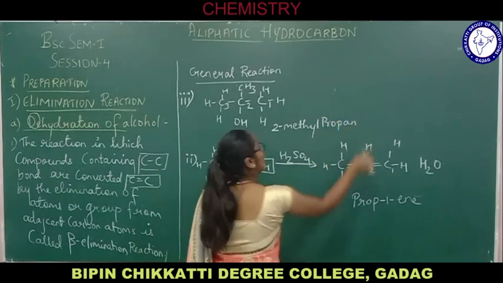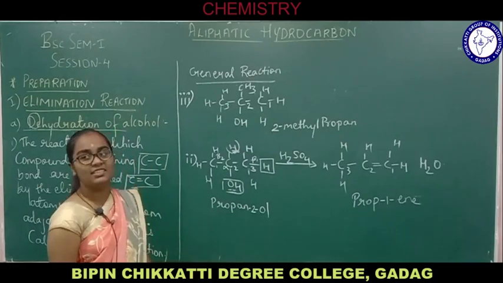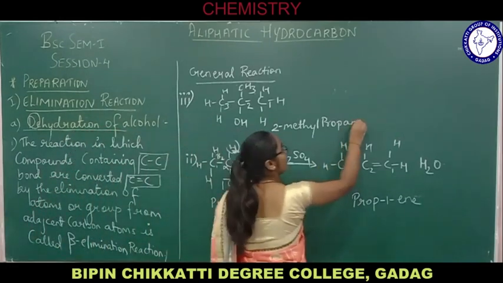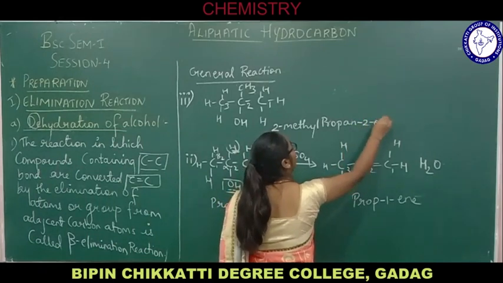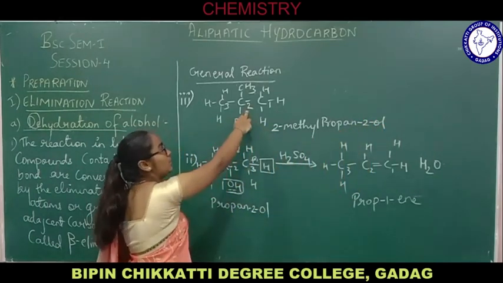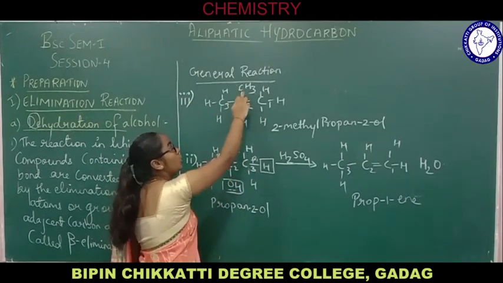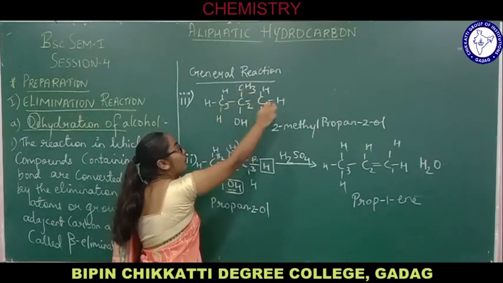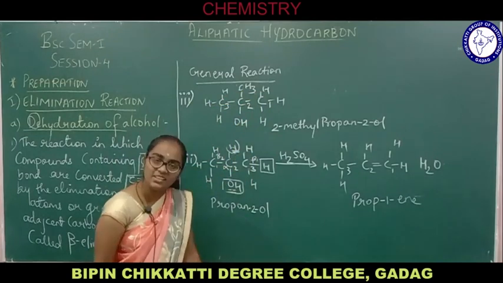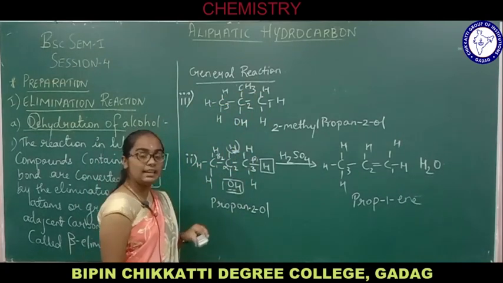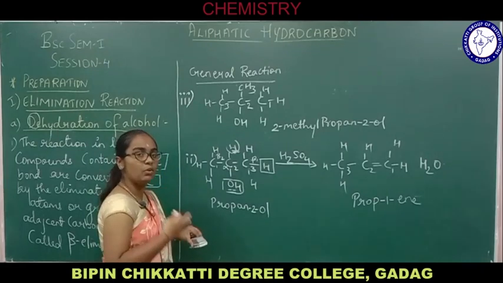Instead of writing "e", what am I going to write? 2-ol, because propanol is there, right? 2-ol. At the second carbon atom, the methyl group is there and the ol group is there. So the name will be 2-methylpropan-2-ol, right? So this becomes the name for this reactant wherein we have taken in the form of alcohol.